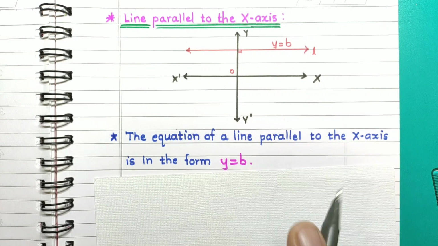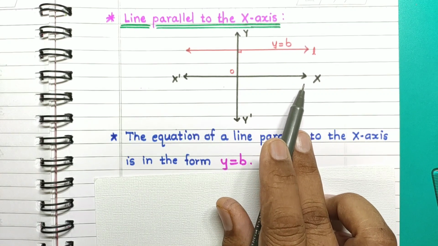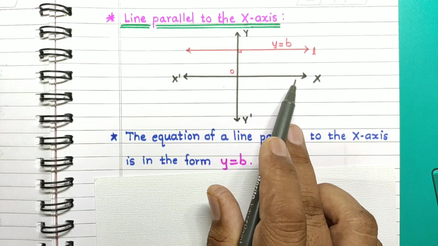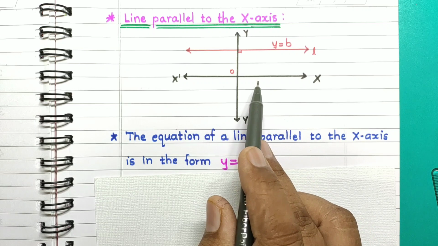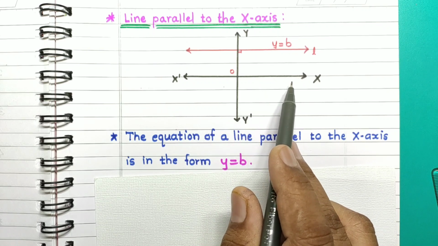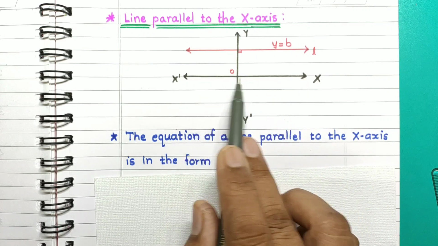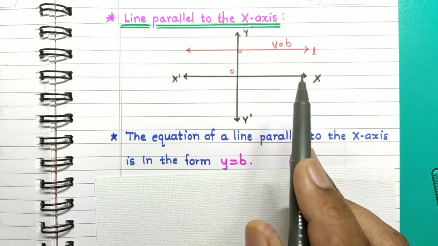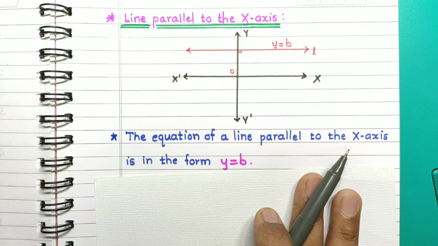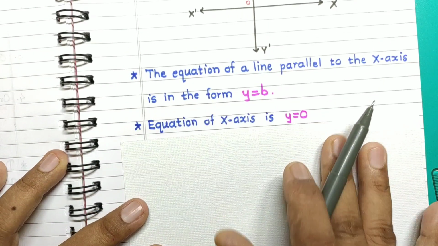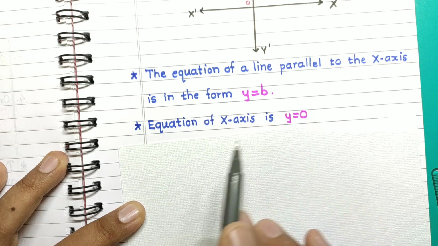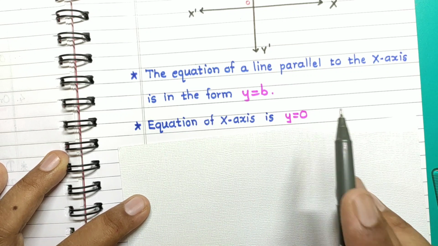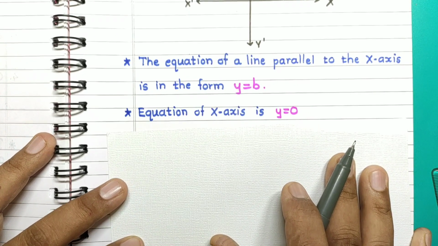See, the x-axis is parallel to itself. So the equation of the x-axis, that means the x-axis is described by the equation y is equal to 0, since all the points on the x-axis have y coordinate 0. So the x-axis is described by the equation y is equal to 0. So you note that the equation of the x-axis is y is equal to 0. Okay.